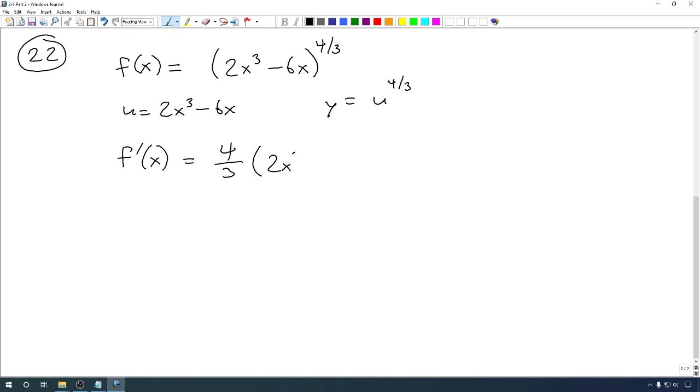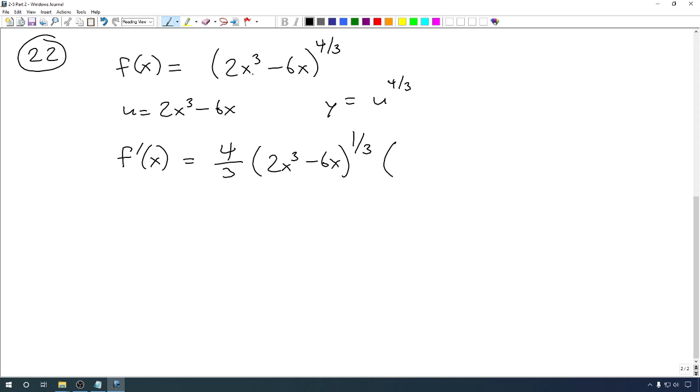We reduce the power by 1. So 4/3 minus 1, you have to work out what that is. That's actually just a 1/3. And then we need to multiply by the derivative of what's inside the power. The derivative of 2x cubed minus 6x.